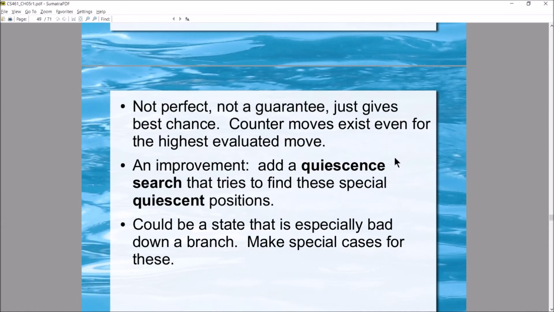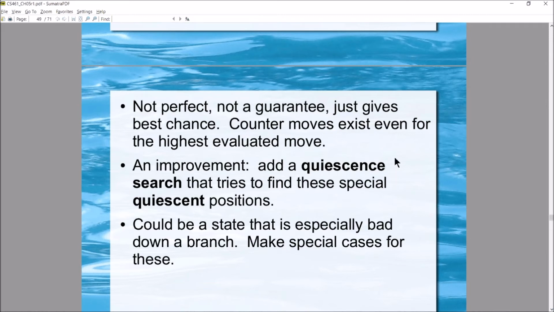All right. So, not perfect. You don't have a guarantee that you're going to get the best move, but you have the best chance for a move. You're going to have counter moves no matter what Min could make to whatever move Max makes. Again, not perfect, it just gives you some kind of an evaluation, the best chance of finding the best move, considering that you're limiting the search. You're paying for faster turn times, faster search times, at the expense of accuracy.